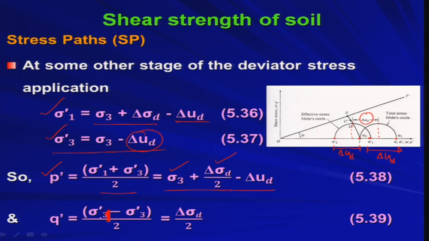Okay. So, sigma 1 prime minus sigma 3 prime by 2 is equal to delta sigma d by 2. So, you have got Q prime and P prime. Now, you are going to plot this in the P prime Q prime plot, or space. Now, which point will be denoted by this?